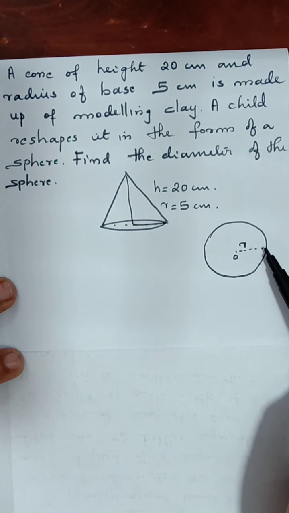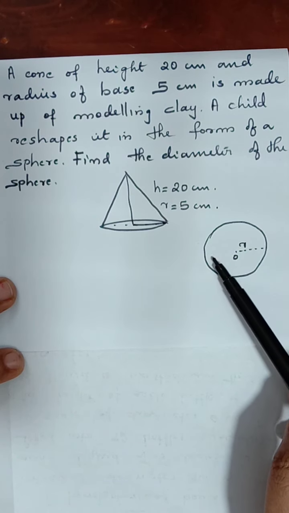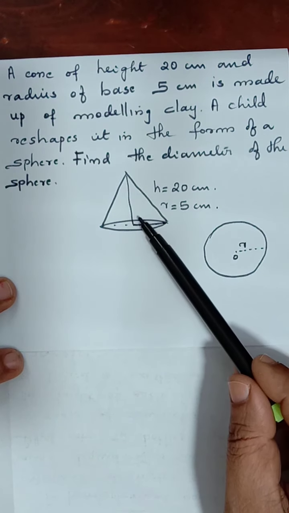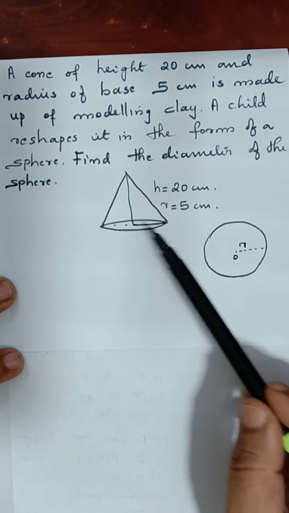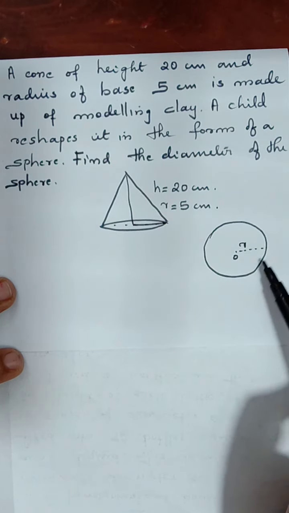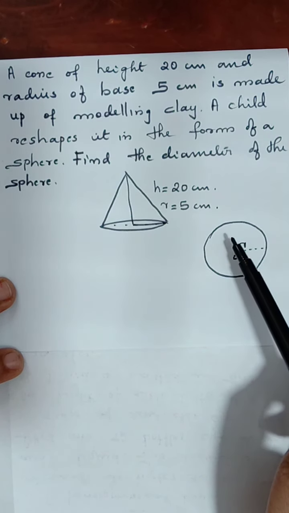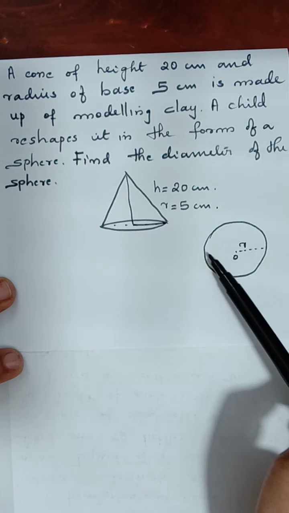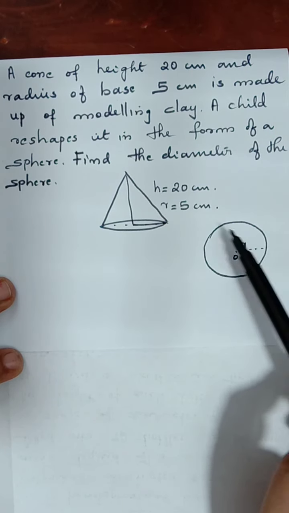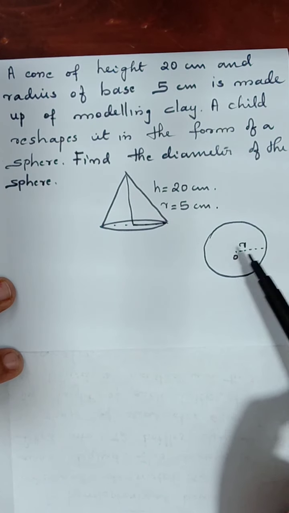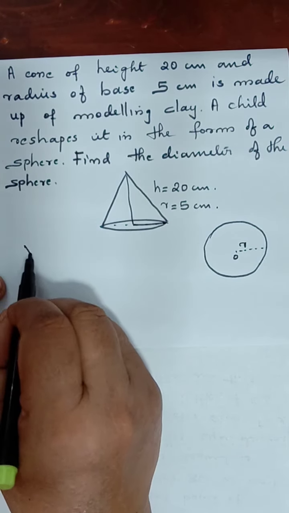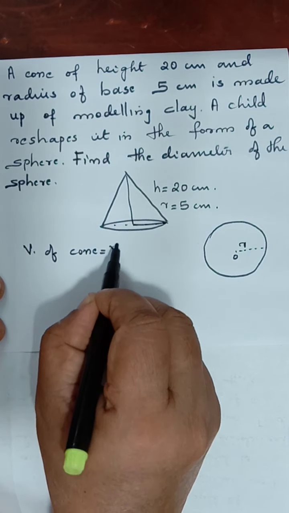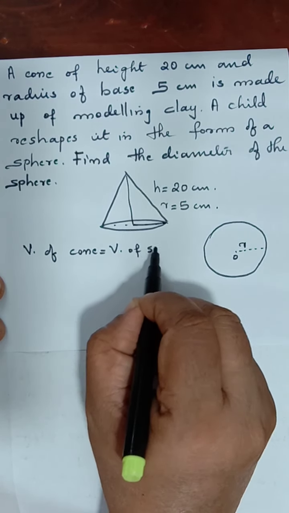Here we have to find out what is r. Its double will be the diameter. So actually it is made of clay and it is remolded, or reshaped as a sphere. So therefore volume of this cone will be equal to volume of the sphere. Just remodeling or reshaping it. So volume of cone equal to volume of sphere.